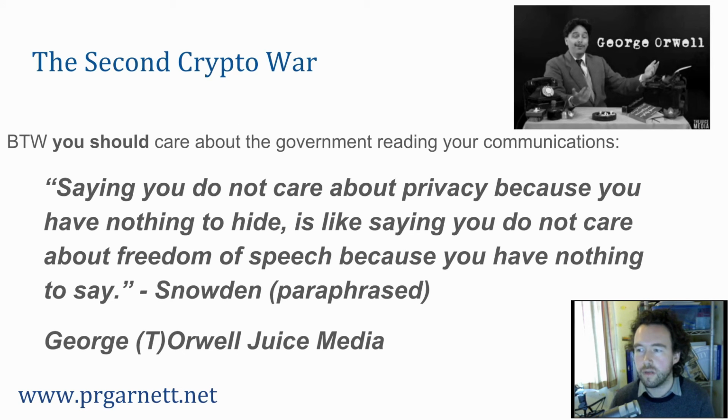So I leave you with a quote, because I really do think you should care about the government reading your communications. And this quote is from Snowden. It's slightly paraphrased. Saying you do not care about privacy because you have nothing to hide is like saying you do not care about freedom of speech because you have nothing to say. And I think that's a really powerful way of summing up this whole debate.